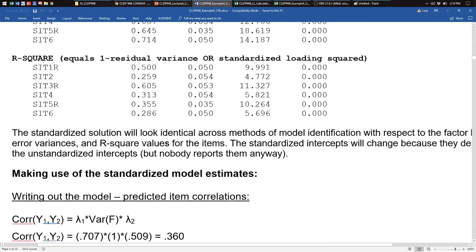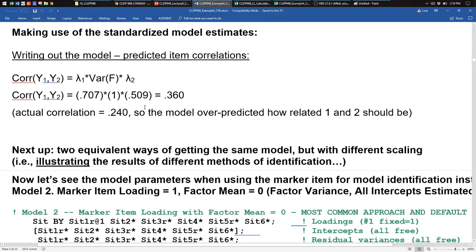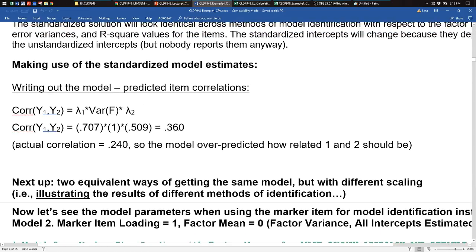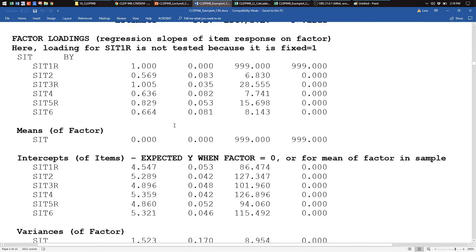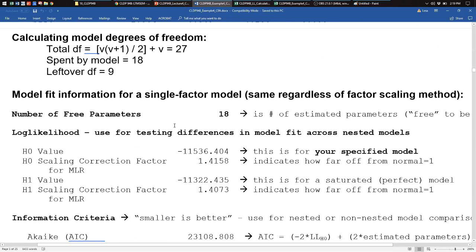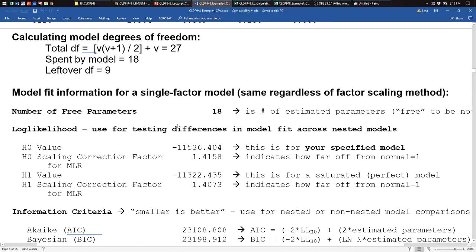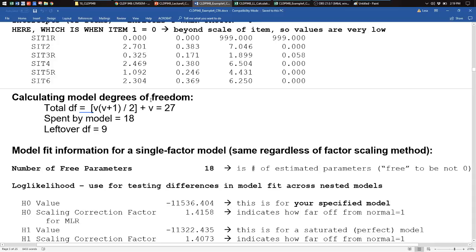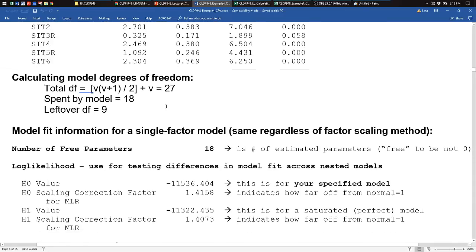All right, then we do the same thing with the standardized solution. The standardized loadings multiplied together create the predicted correlation between these items, which is 0.36. The actual correlation was only 0.24, so it's off. We can skip the rest of this because that's just for demonstration, and we get to the page where there's fit. This is page 6.